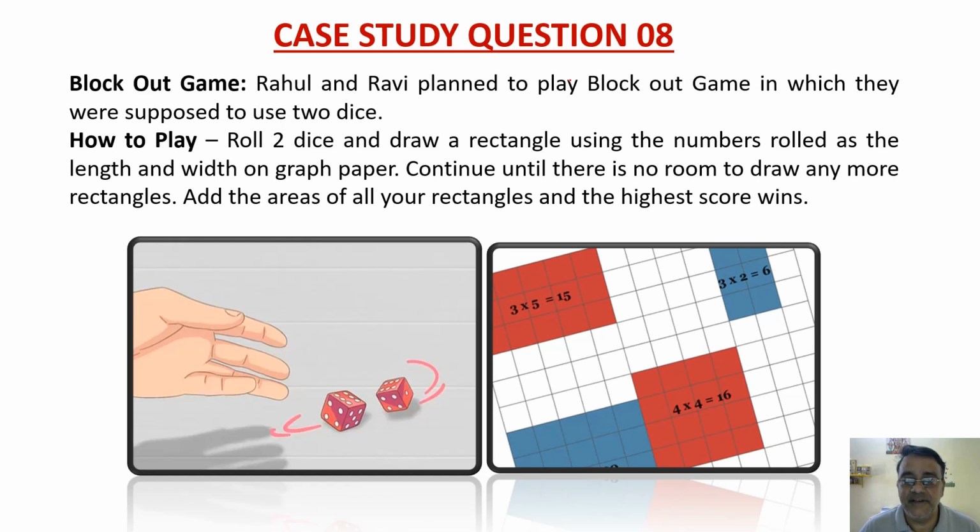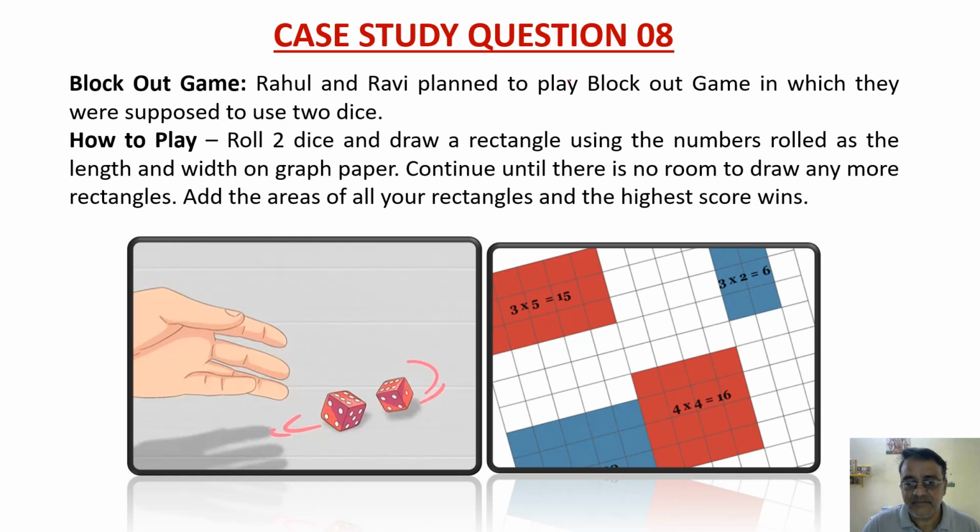Rahul and Ravi plan to play the blockout game, in which they were supposed to use 2 dice. How to play? Roll 2 dice and draw a rectangle using the numbers rolled as the length and the width on the graph.